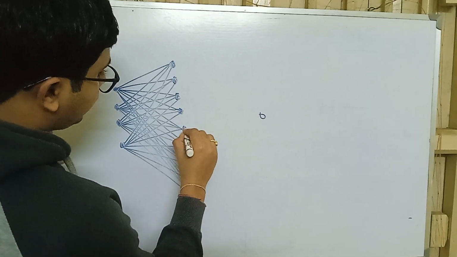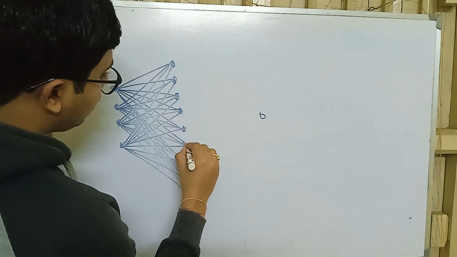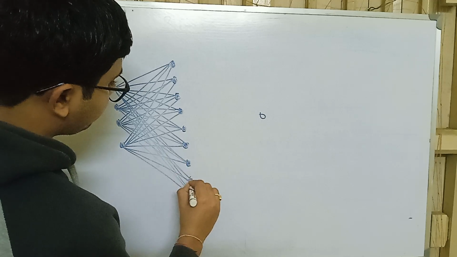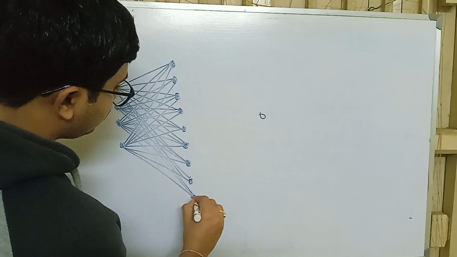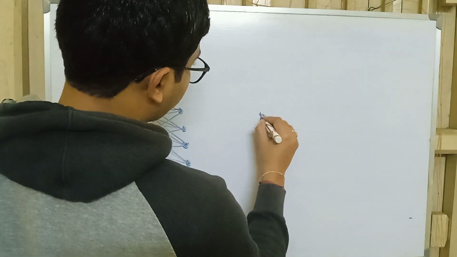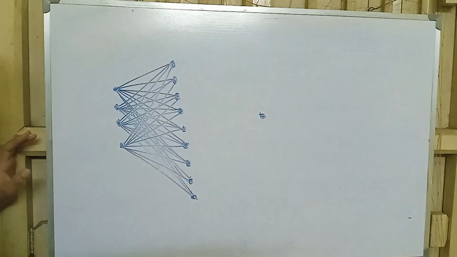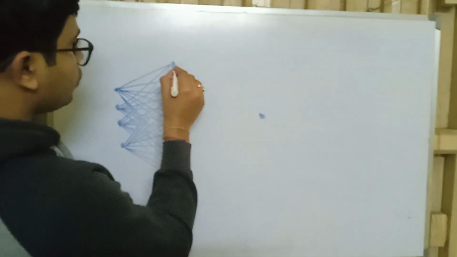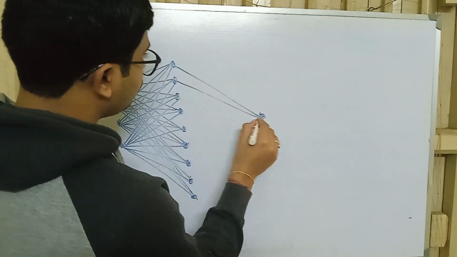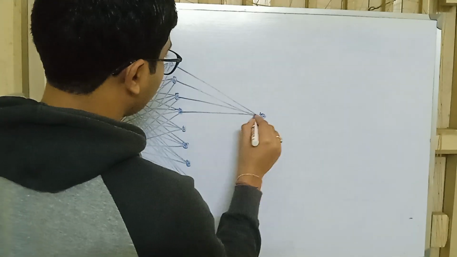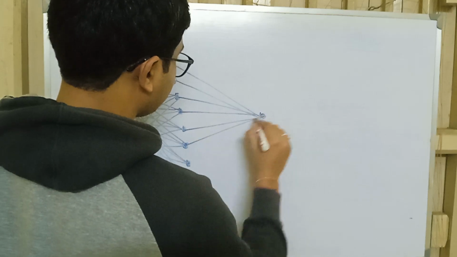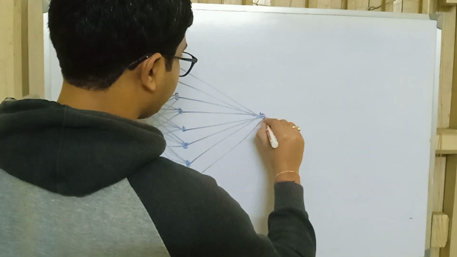Okay, how many neurons are there? 4 input neurons and 9 hidden neurons, by the formula 2 into n plus 1. That is why we have used it. And 1 output neuron, which says cut or not.